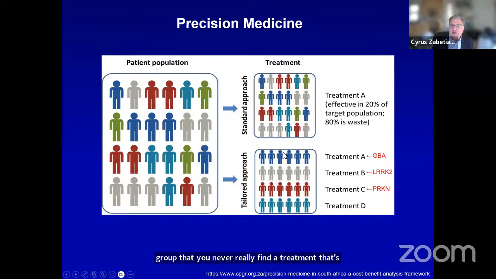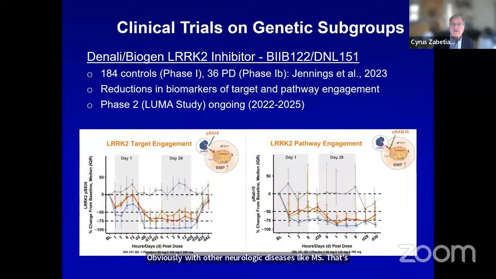When I'm talking about treatments here, I'm talking about things that are disease modifying. We don't really have disease modifying therapy other than perhaps exercise in Parkinson's disease. Obviously, with other neurologic diseases like MS, that's not the case anymore. And so there have been trials on a couple of these. There have been trials that have targeted mutations in two of the genes that I've talked about.